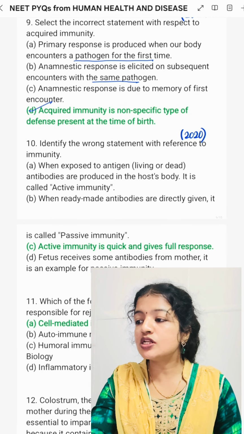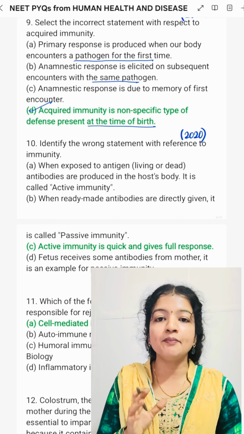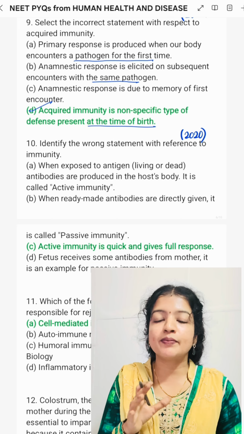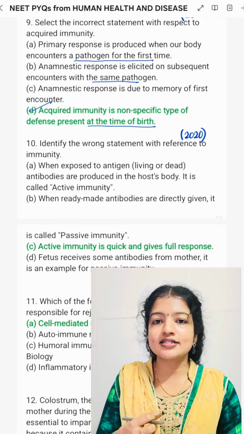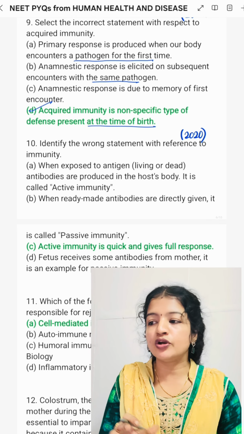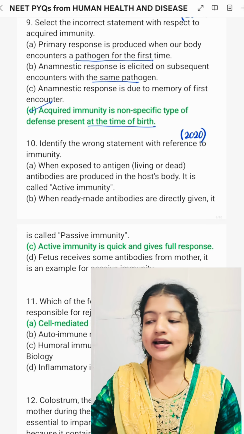Whereas option D is the incorrect statement. Acquired immunity is a non-specific type of defense present at the time of birth, which is wrong. Innate immunity is non-specific and present at the time of birth. Acquired immunity is acquired, as the name indicates, and it is also pathogen specific immunity. So option D is the incorrect statement.